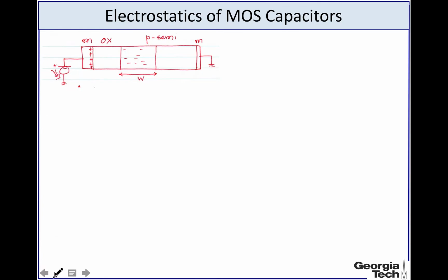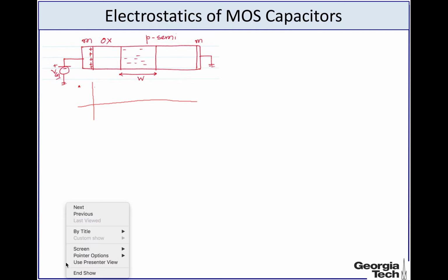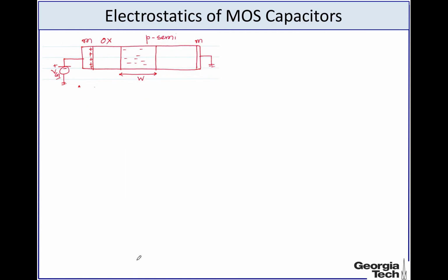Alright, so now let's get started with some quantitative calculations about the electrostatics in MOS capacitors. So first we plot the charge density as a function of position.